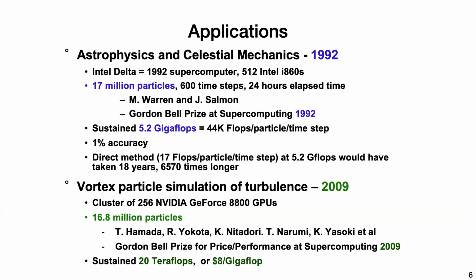Another example, maybe more popular on GPUs, is 2009. In 2009, GPUs still hadn't really become as popular as today. Nowadays, everybody is trying to write on GPUs. But they were able to do more particles, 16.8 million particles, and they won the Gordon Bell Prize in 2009. And they were able to do 20 teraflops on a system of GPUs. So yeah, pretty cool.